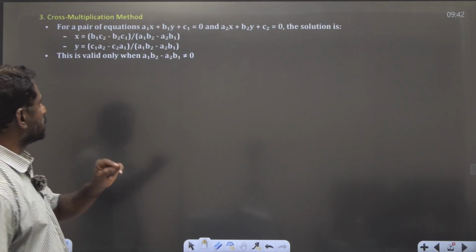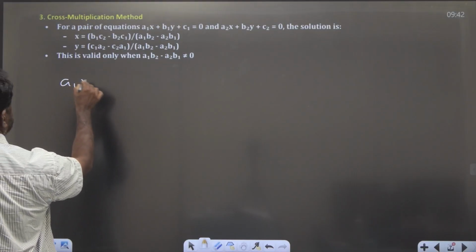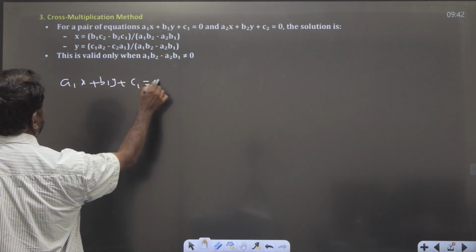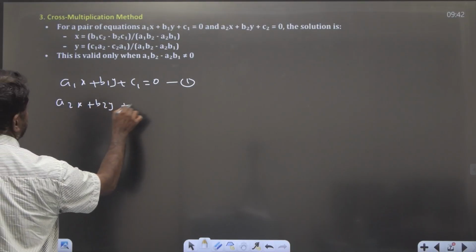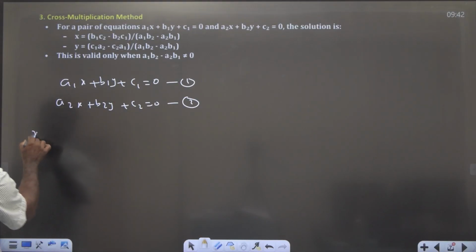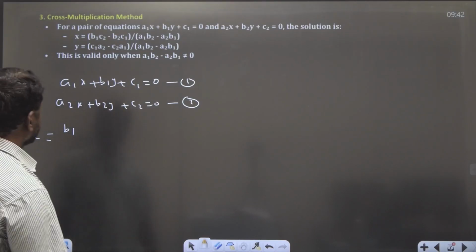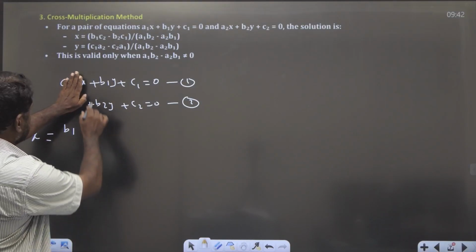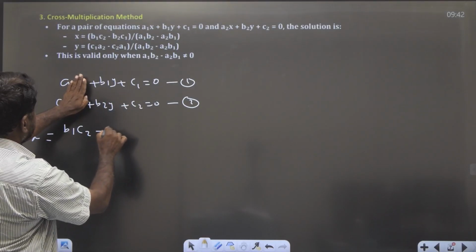It consists of an equation. You have to learn this equation by heart. Cross multiplication method. There is a1. I can explain once again. a1x plus b1y plus c1 equal to 0. Second equation, a2x plus b2y plus c2 equal to 0. In the cross multiplication method, x is equal to, first you take like this, b1 c2 minus c1 b2.